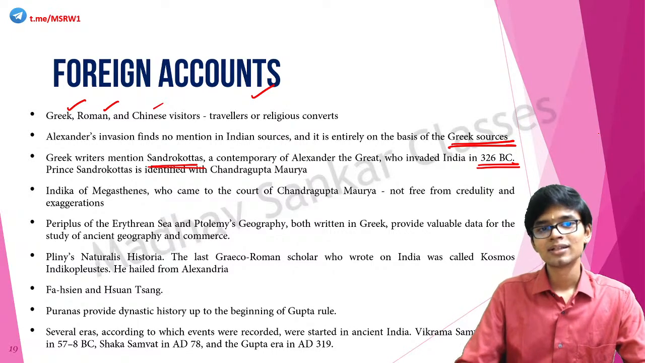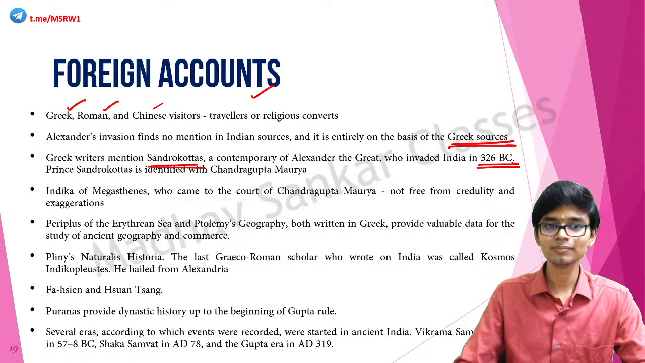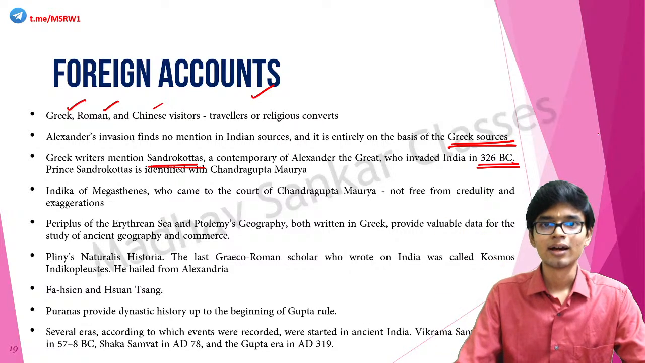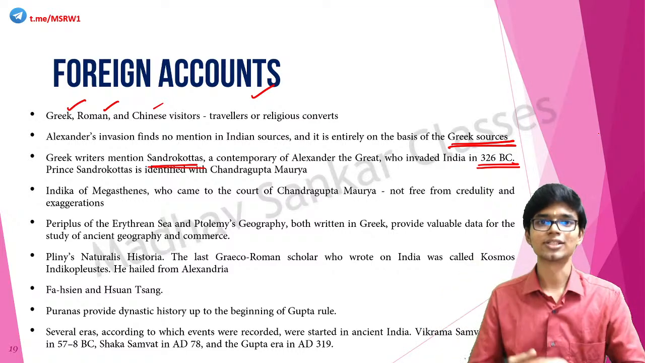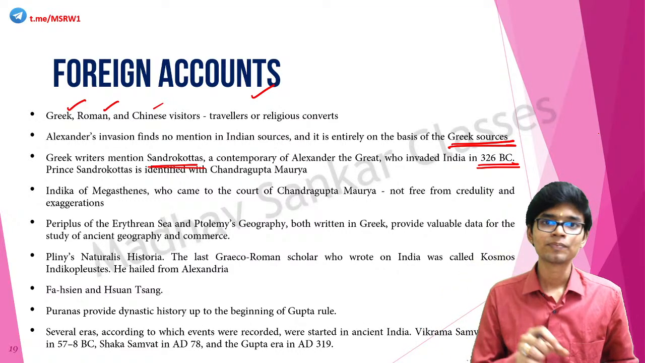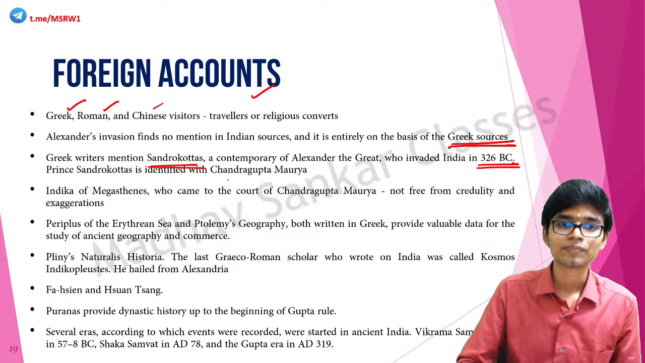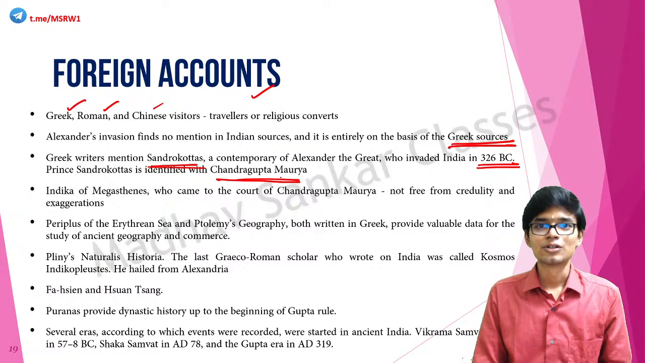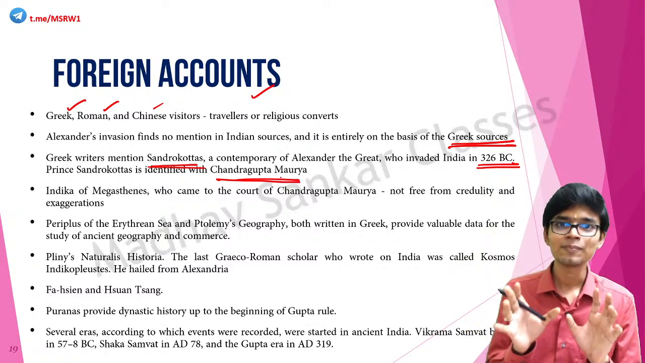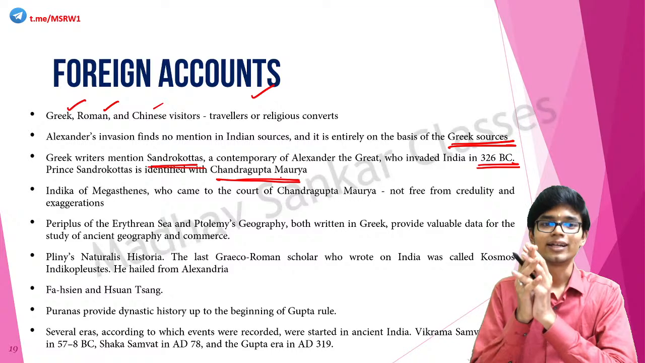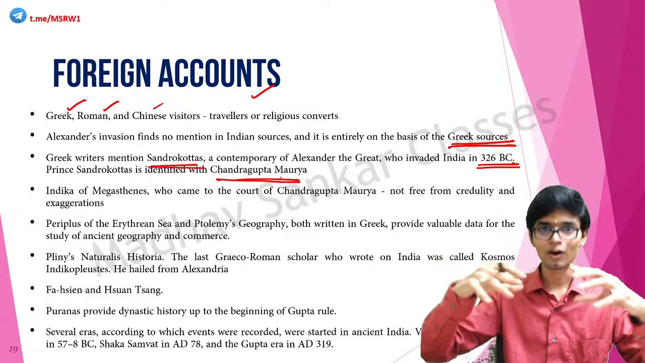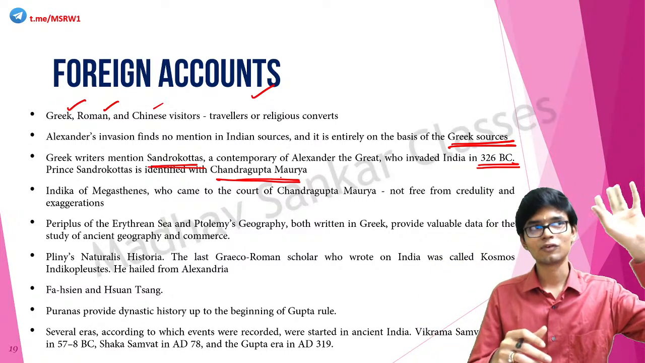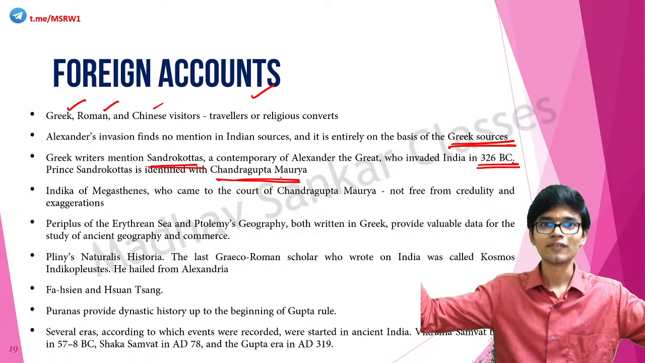So the Greeks say that there is a king named Sandrocotas who was there in India, a contemporary of Alexander, when Alexander invaded India in 326 BC. From indigenous literature, we know that at this time, India was ruled by the very famous king Chandragupta Maurya. So if the Indian king is a contemporary of Alexander, then we can put it together that Sandrocotas is none other than Chandragupta Maurya. This is another way we construct history. We get some info from somewhere else, from another region, we combine it together and make sense out of it.